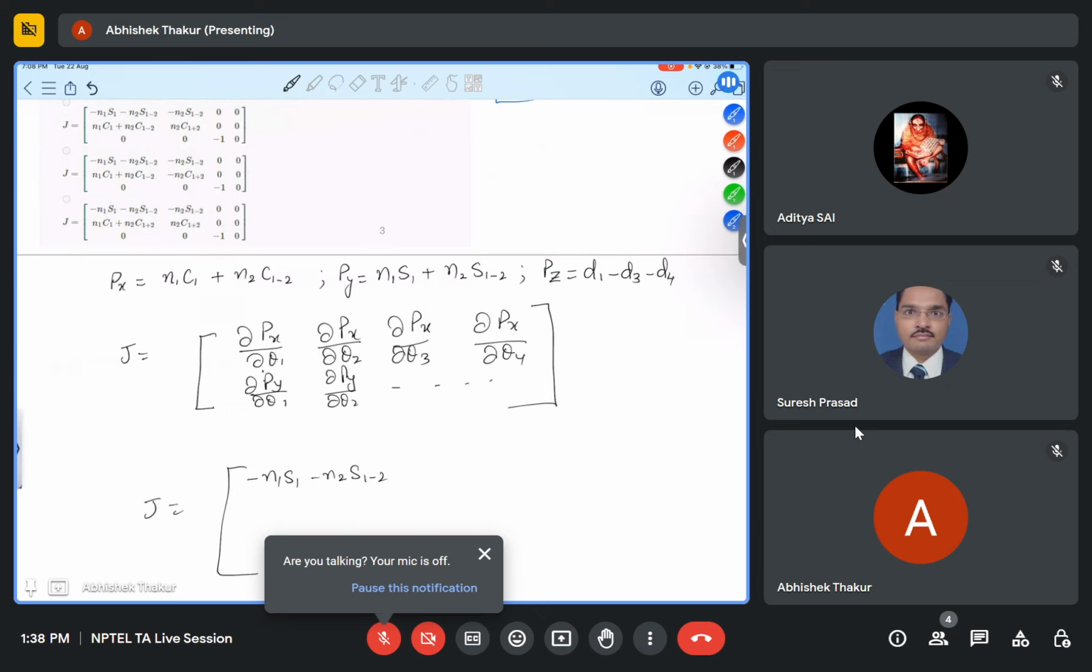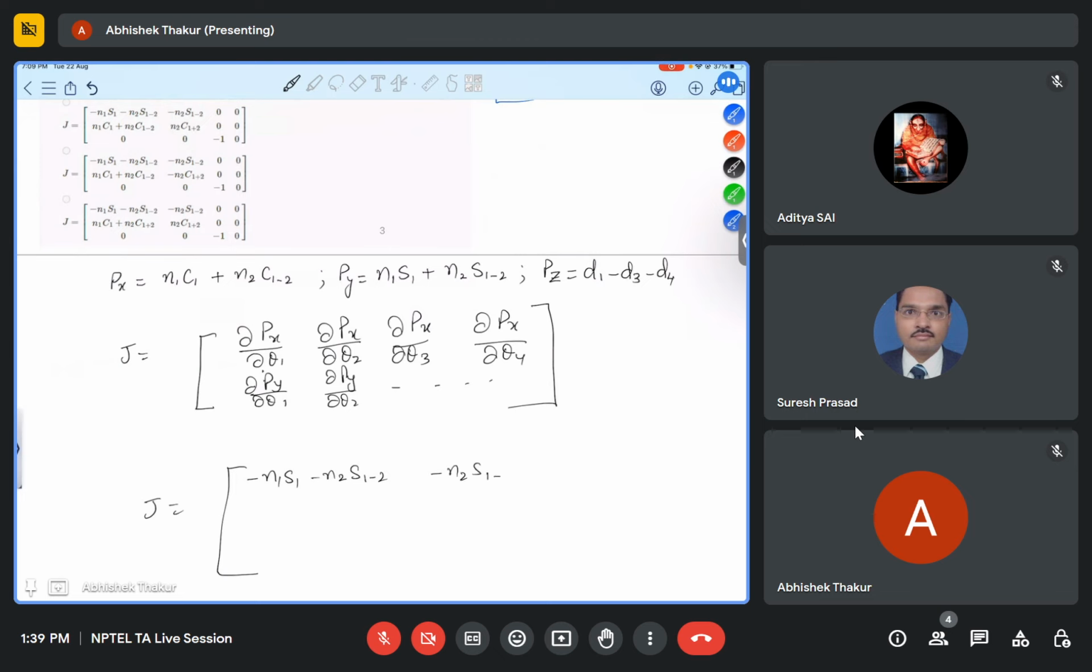Now when we differentiate with respect to theta 2, the n1 c1 term doesn't have any theta 2 term, so it will become 0, and the only term remaining is minus n2 s of 1 minus 2. The differentiation of cos theta with respect to theta 2 gives sine of 1 minus 2, and after that minus n2 will come. Now when we differentiate with respect to theta 3, it will become 0 because there is no theta 3 term.